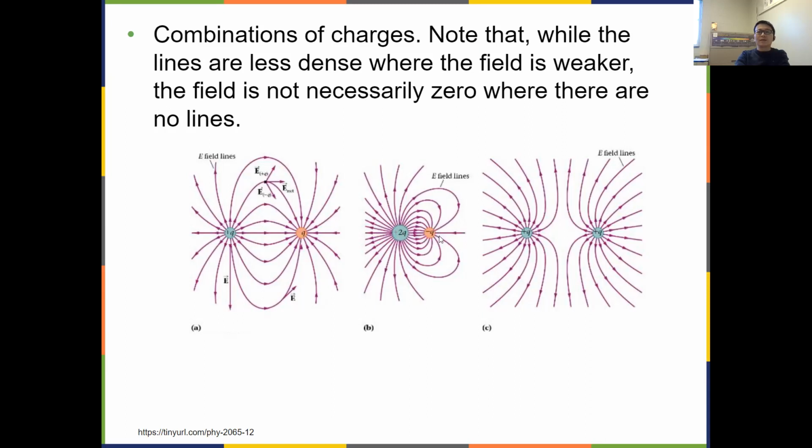If you have two like charges, they will repel each other, so the electric field lines show up as repelling each other as well. In the middle, you actually will have no electric field because the electric fields produced by these two cancel out. In the middle here, it's empty, so the electric field will be equal to 0.